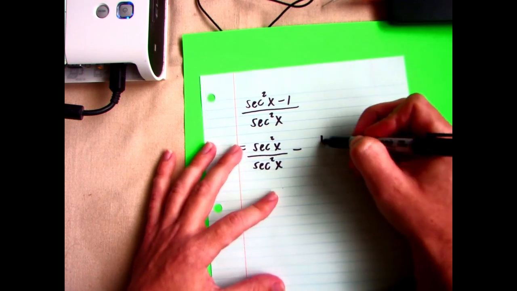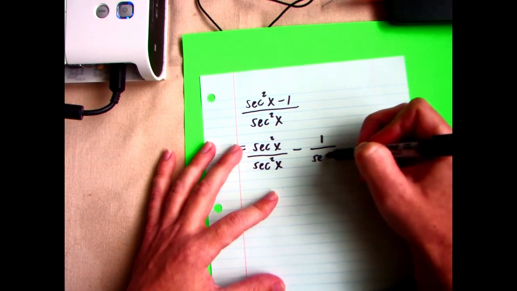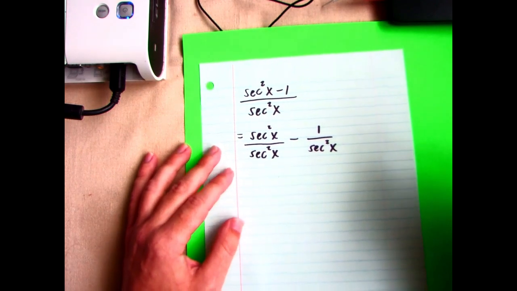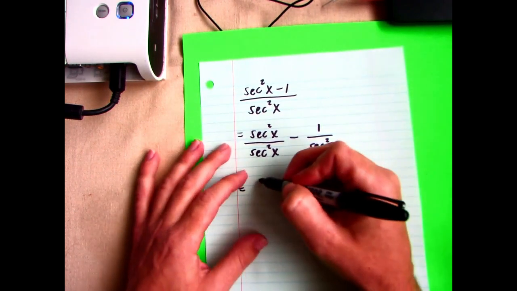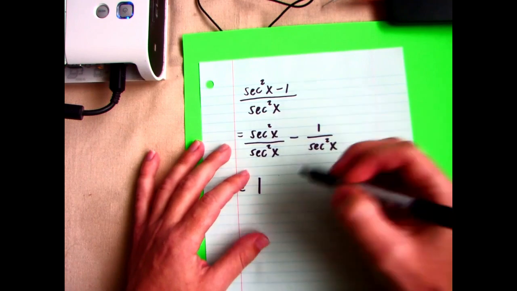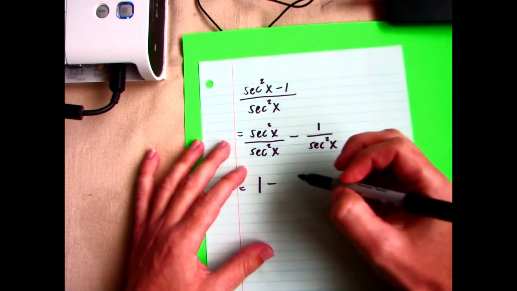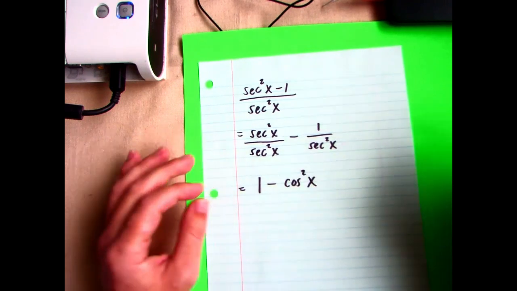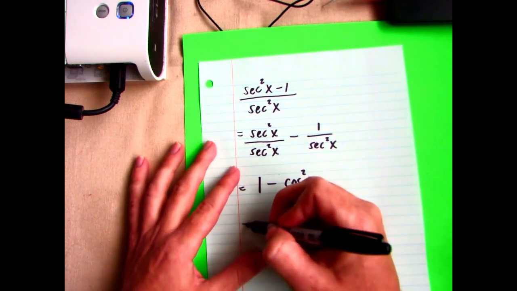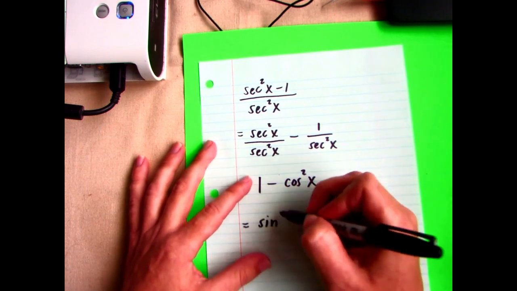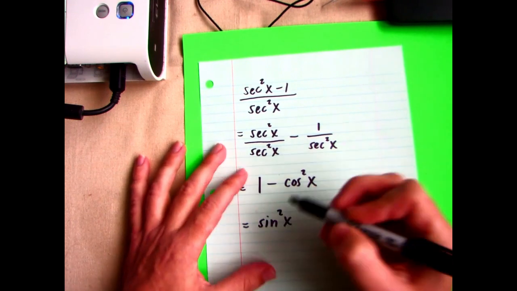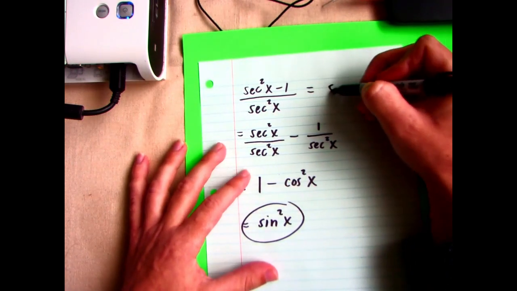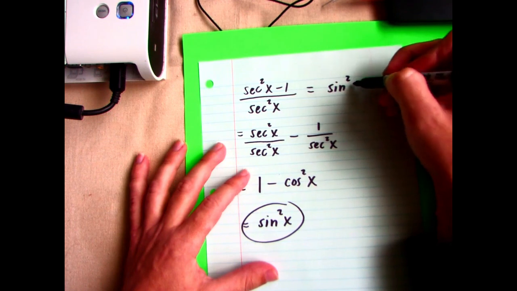So that minus 1 over secant squared x. Well, that first part again is 1. So we got 1 minus 1 over secant squared x. Well, that's just cosine squared x. So we've gotten rid of the denominator completely. And 1 minus cosine squared x is nice. It's just sine squared x. So my original problem is sine squared x.